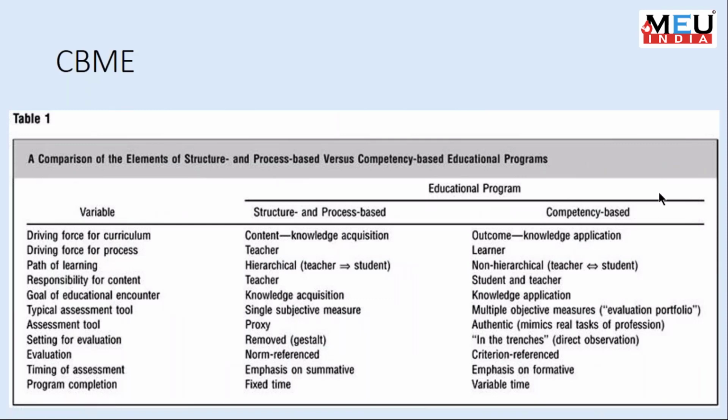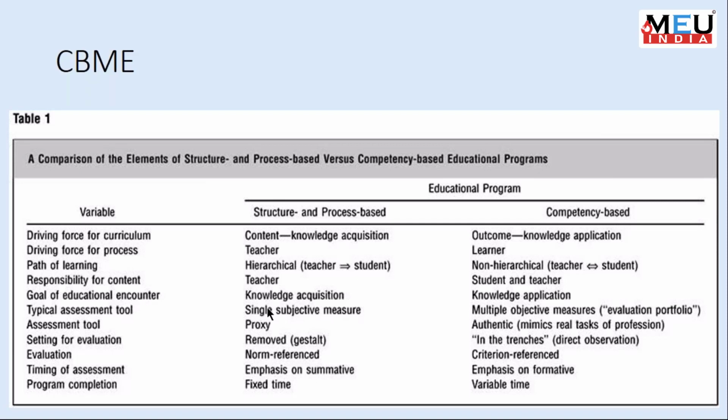The fundamental difference between competency-based medical education and conventional or structured or process-based education, you can see in this particular slide. Competency-based education is outcome-based, so the driving force for the curriculum is outcome. The driving force for the process is the learner, while in conventional it was the teacher. The path of learning over here is both teacher and student, non-hierarchical, while in conventional it is hierarchical from teacher to student. The content responsibility is student and teacher both, while earlier it was only the teacher.